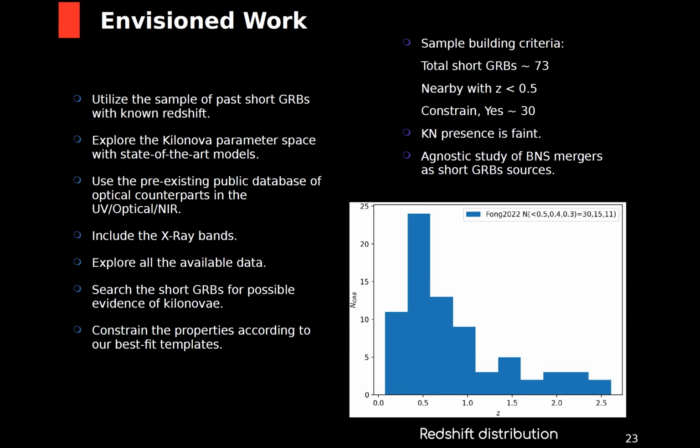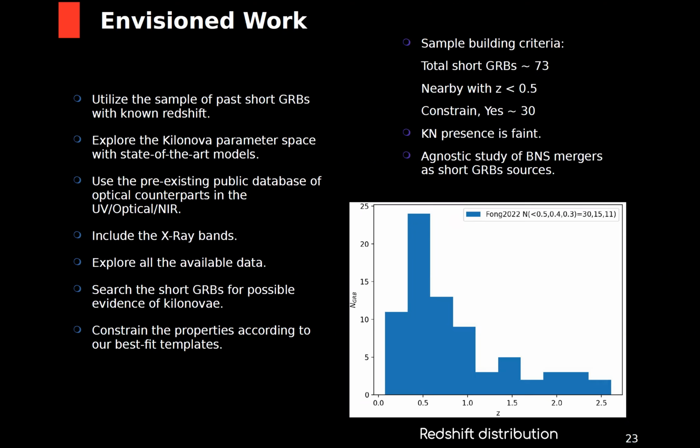So we start with a sample of all the short GRBs with known redshift. Redshift is important because we want to constrain all of the fluxes. Then you want to explore the kilonova parameter space with the models. We will use UV, optical, near infrared and X-ray bands, and we'll explore all the databases. From there, we will put in the models and constrain which model fits the kilonova best. Still, these are model dependent: equation of state, asymmetries, velocities. So one model cannot really describe it.